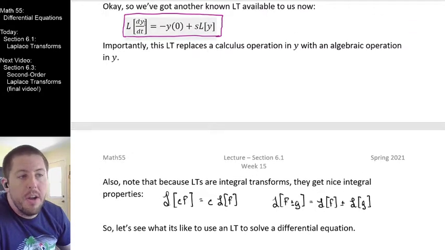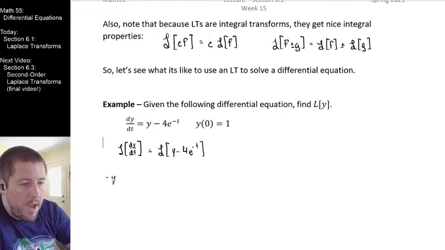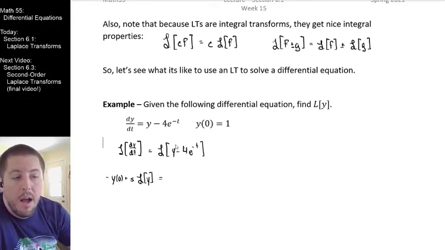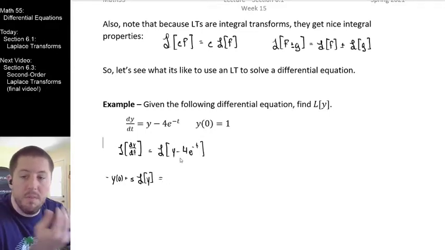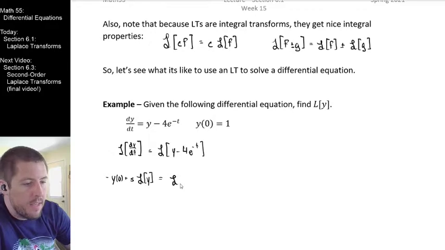So one, I know that the Laplace transform of dy/dt is negative y of 0 plus s times L of y. That's negative y of 0 plus s times the Laplace transform of y. That's what goes on the left right there. On the right, I know I can split this thing up over addition and subtraction, and I know that the constant multiple of 4 doesn't have to be any part of the actual calculus that's happening here, right? So I'm going to write this as the Laplace of y minus 4 times the Laplace of e to the negative t.